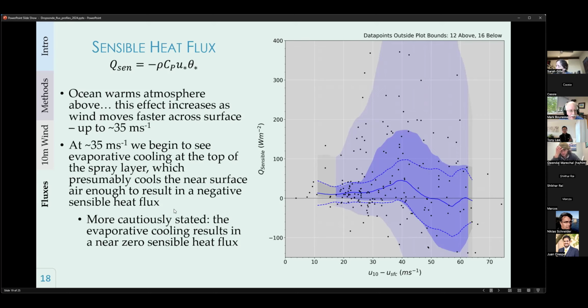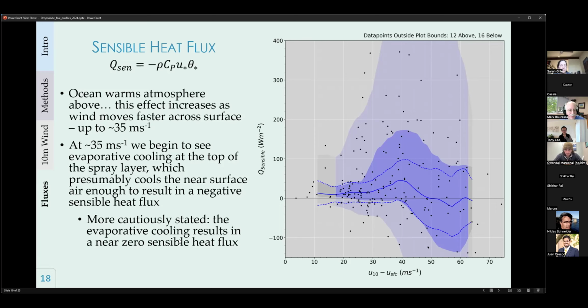So again, the evaporation, and again, cautiously stated, I'm uncomfortable saying it goes negative because of the large error bars. It goes near zero would be a safer statement at high enough wind speeds. And most of it's driven by latent heat flux. This is contrary to some new modeling results where some Korean colleagues get very good model results when they have high sensible heat fluxes. So we're looking into this more.